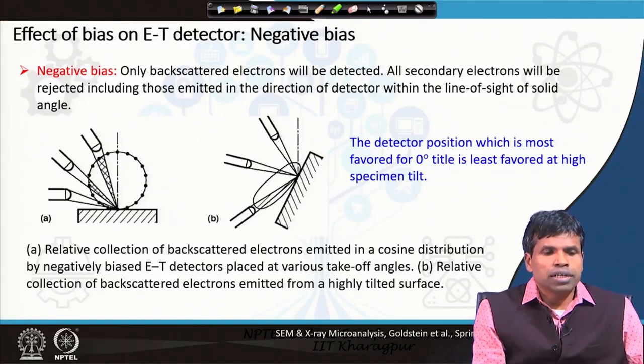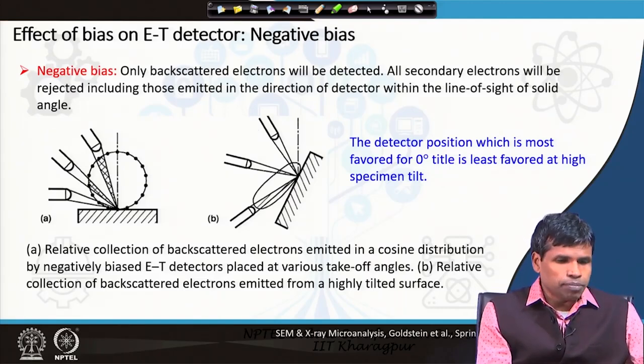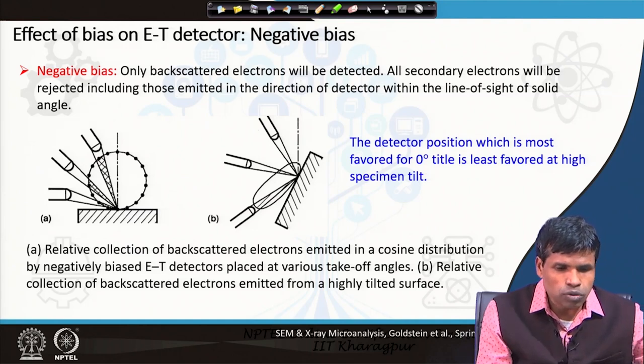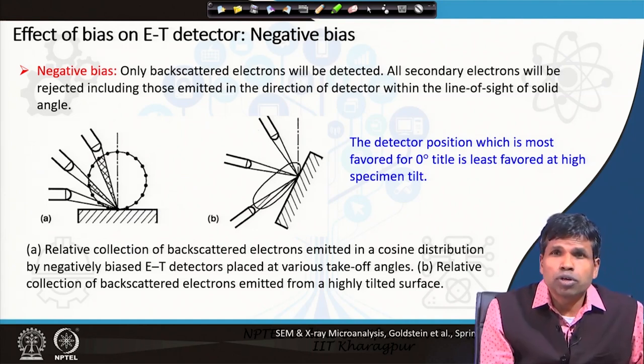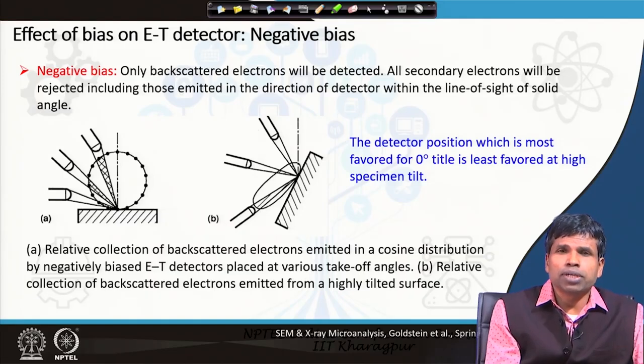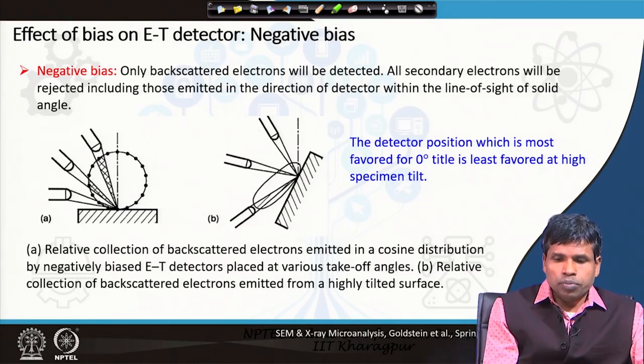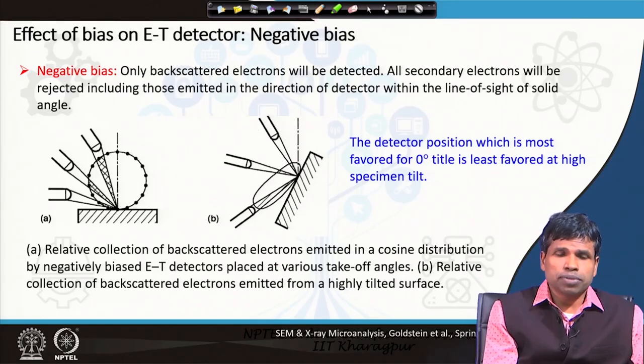So, now the effect of bias on the ET detector that I have discussed briefly. If we apply a negative bias, that is 50 volt, to the ET detector, then only backscattered electrons will be detected, and all the electrons which have energy less than 50 electron volt will be rejected by the detector.